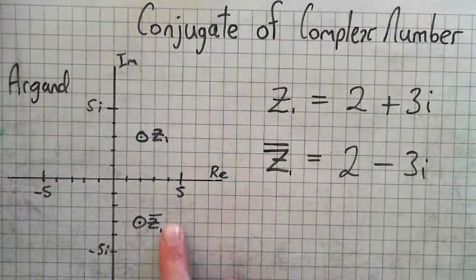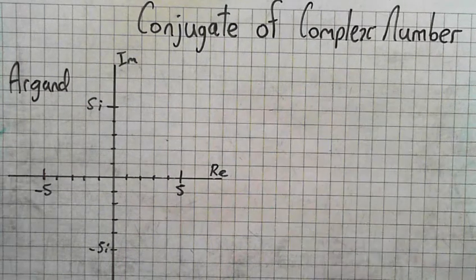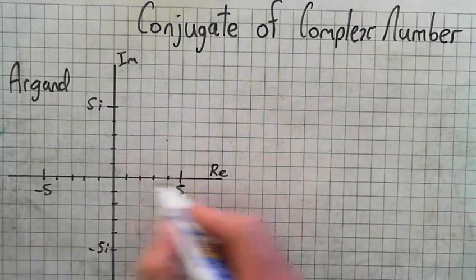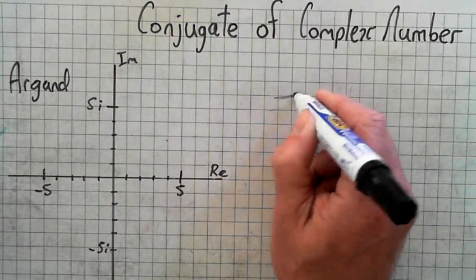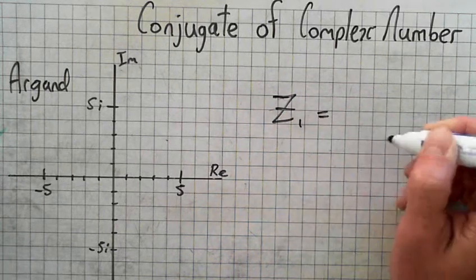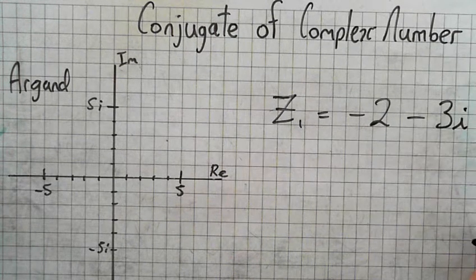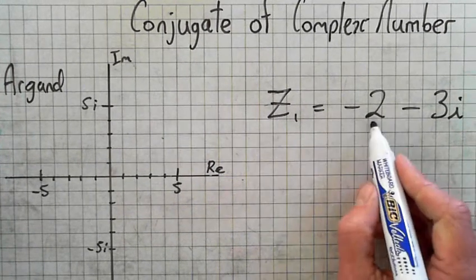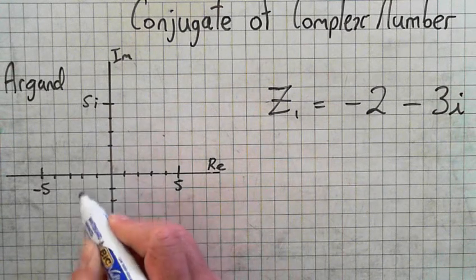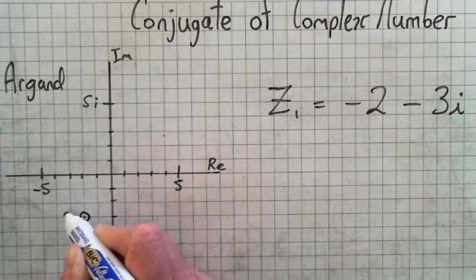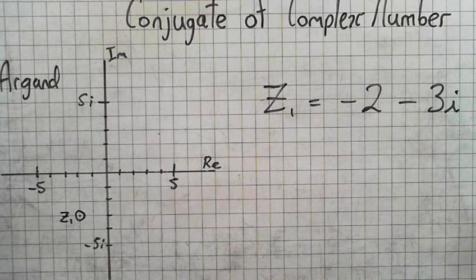Alright, we'll do another example. So if I give you another complex number. What's RE again? RE is the real axis, and IM is the imaginary. So we'll start off, we'll give you another one. Z1 is equal to minus 2 minus 3i. So we'll draw that complex number. You draw it there first, minus 2 minus 3i. You mark it Z1. So that's that complex number.